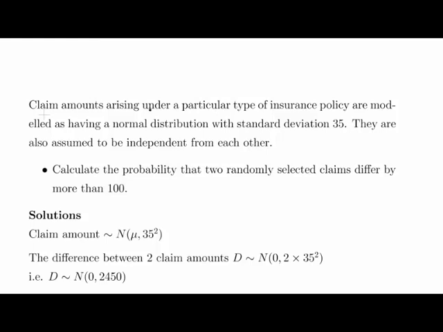So claim amounts arising under a particular type of insurance policy are modeled as having a normal distribution with a standard deviation of 35. They are assumed to be independent of each other. Okay. So calculate the probability that two randomly selected claims differ by more than 100.